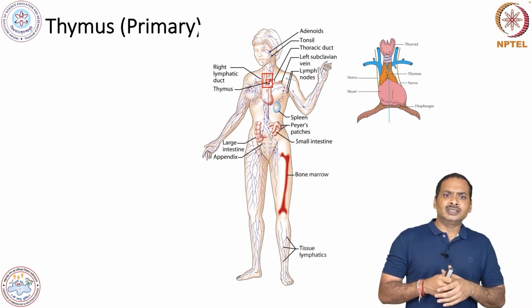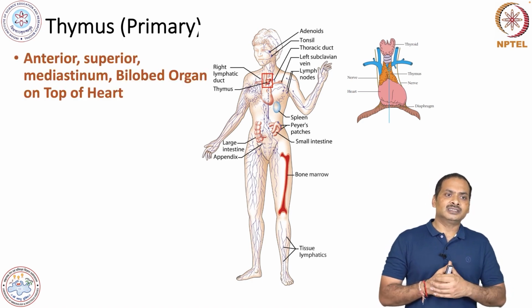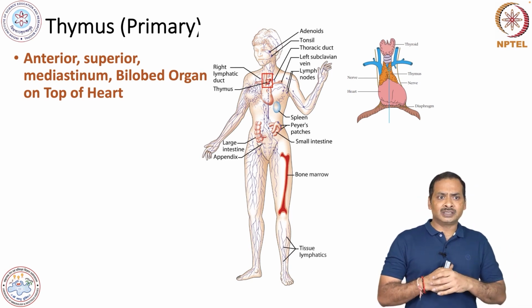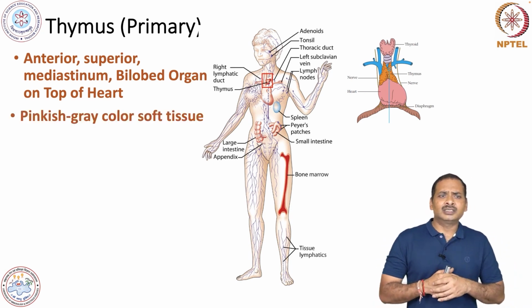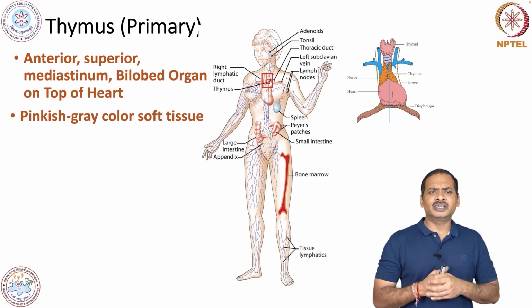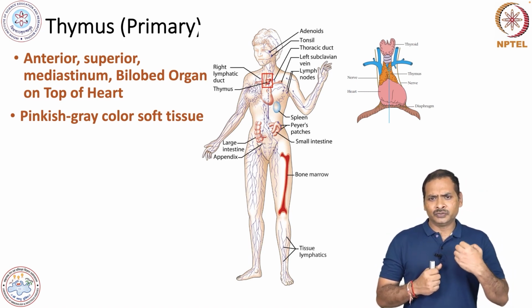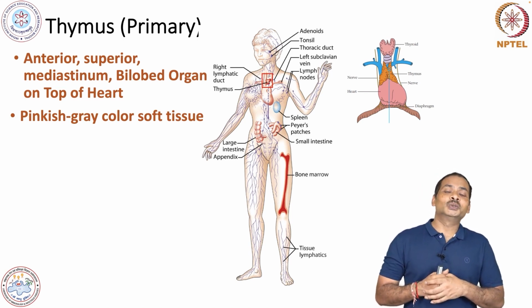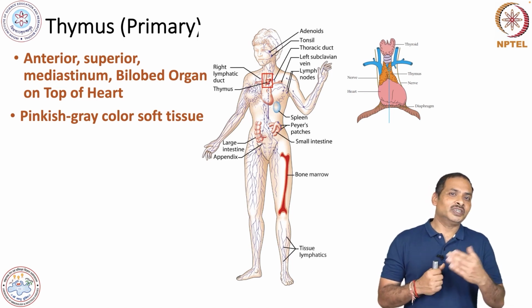The precise anatomical location is anterior superior, meaning above, behind the mid sternum, a bilobed organ on top of the heart. Basically this thymus is a pinkish gray soft tissue, and if you want to visualize this organ in mice, you need to open a very young mouse.